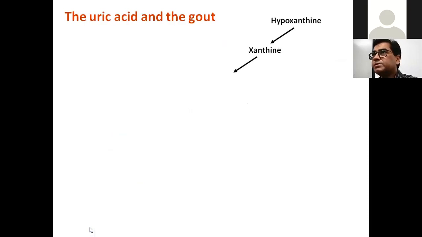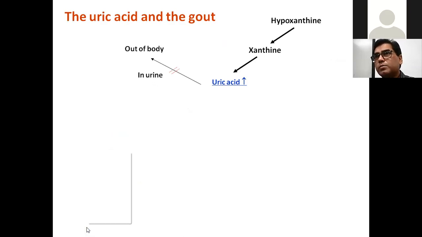Okay, this is hypoxanthine, which is oxidized to xanthine. Xanthine will get oxidized, making uric acid. Ideally this uric acid should be excreted out of the body, either in the urine. But what happens if it fails to get excreted, such as in the case of diabetes or hypertension?